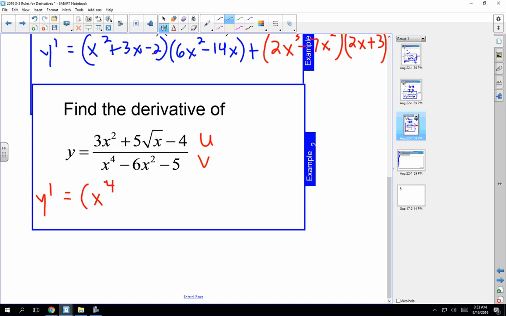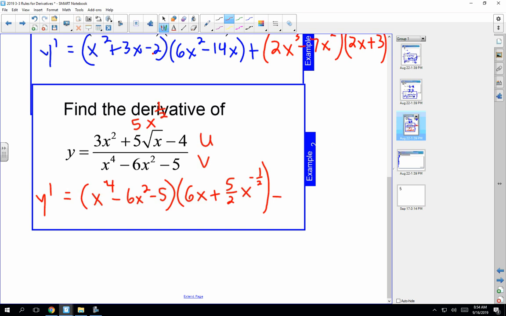This is the v. So take the v, which is x to the fourth minus 6x squared minus 5, and multiply it by the derivative of the top. So remember that we're thinking of this as 5x to the 1/2 power. And we're going to apply the chain rule to each piece there. So the first piece will be 6x. And the second piece will be 5 times a half, which is 5 halves, x to then drop the power down 1. So 1 half minus 1 would give me a negative 1 half. And then minus 4, the derivative of 4 is just 0. So there's the first part of it. And we have a minus sign.